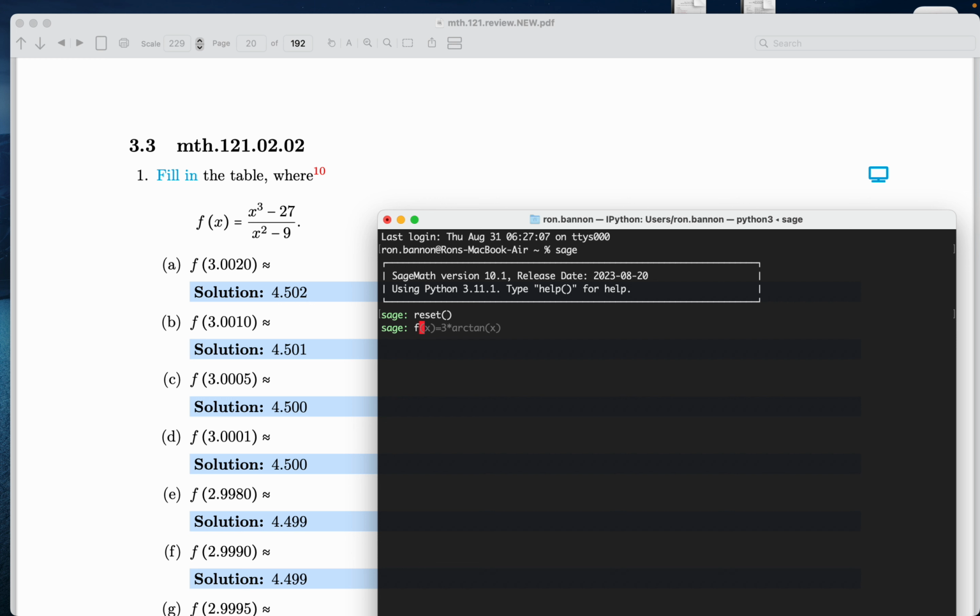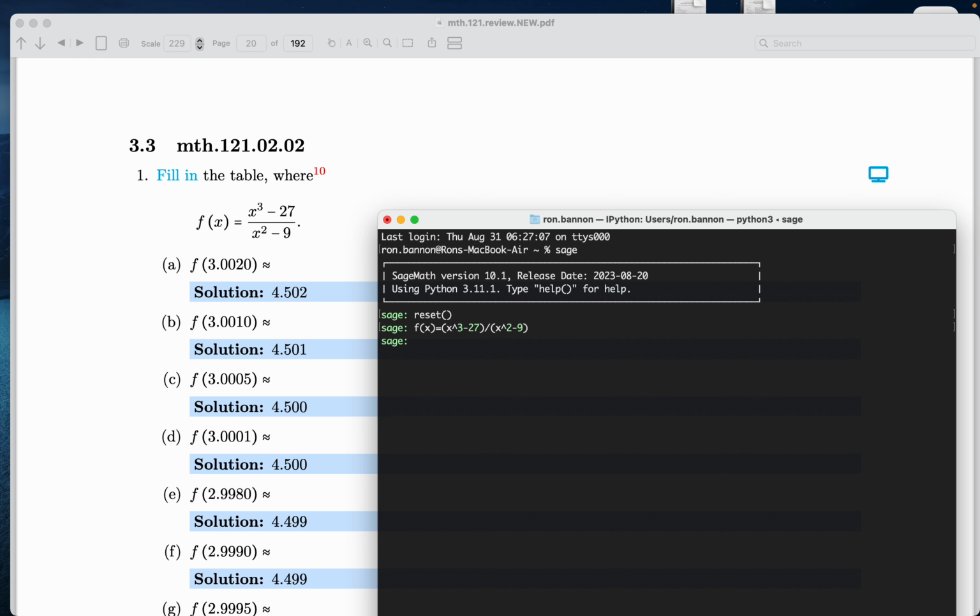I'm going to define a function f of x, and I'm going to assign f of x the value x cubed minus 27, and then I'm going to divide that by x squared minus 9. All right, the next thing I'm going to do is start to evaluate this thing at the values they want me to do.